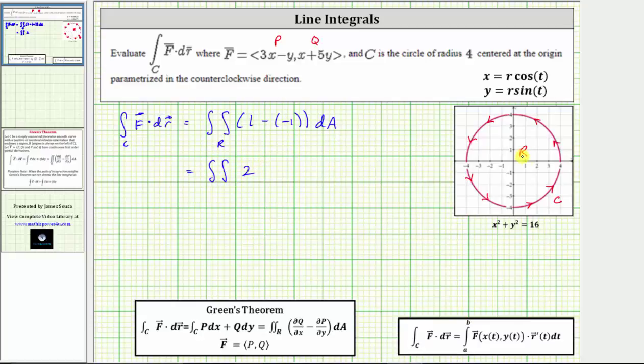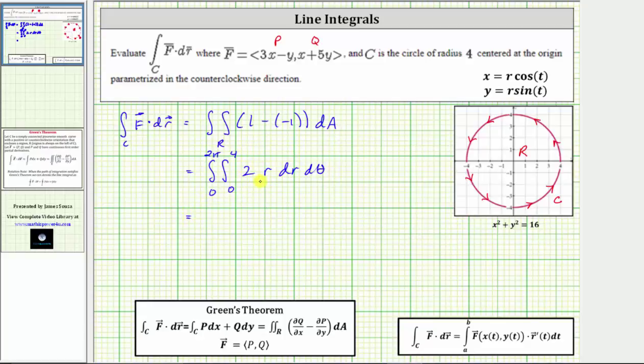But because the region R is a circle, let's use polar coordinates to evaluate this double integral. Using polar coordinates, differential A is equal to r dr d theta. And now for the region R, the radius is going to be from 0 to 4. And then for theta, because we went the entire circle, theta will be from 0 to 2 pi. The value of this double integral is the same as the value of the line integral.